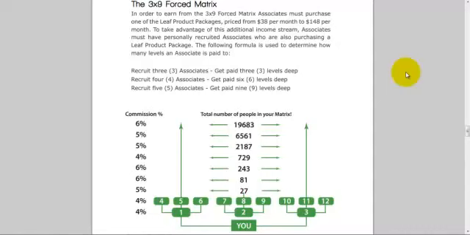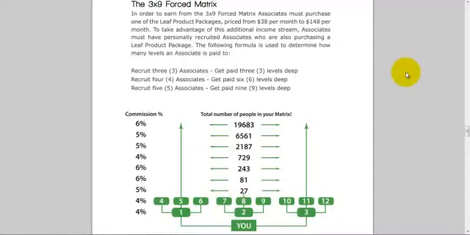The third way to earn with Leaf is the 3x9 force matrix. In order to qualify for the 3x9 force matrix, you must choose from one of the 4 monthly product packages. Prices starting at $38 going to $148. The higher the package, the more website traffic you will receive, and the more features you will receive from the web builder and other Leaf products to come.